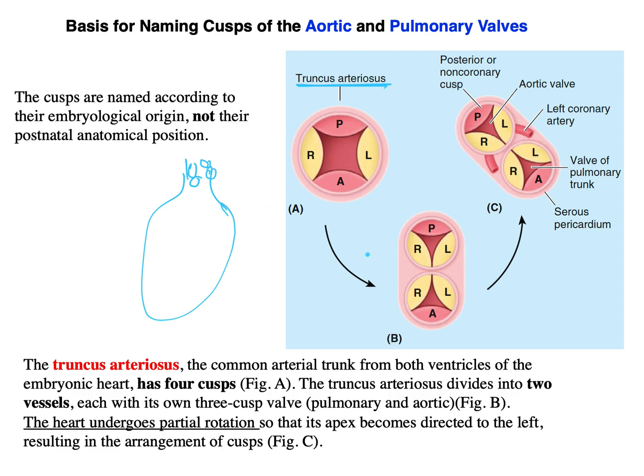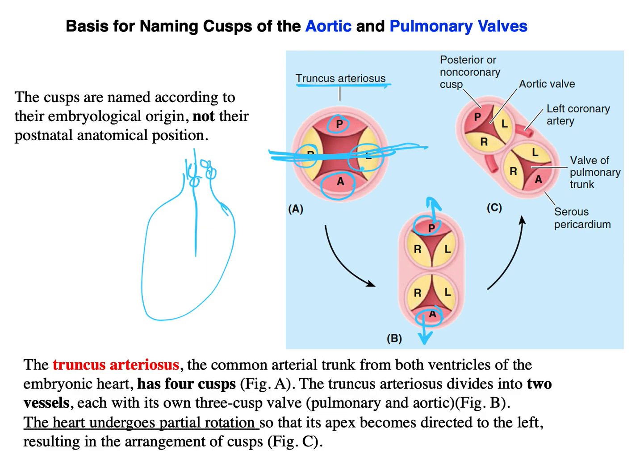With further development, this truncus arteriosus will be divided into 2 vessels. So it divides this way. Sorry, before that, if you look at the cusps, I forgot to mention that it has 4: anterior, posterior, right and left cusps normally. After division, the posterior will stay posterior, the anterior will stay anterior, but the right and left will be divided.